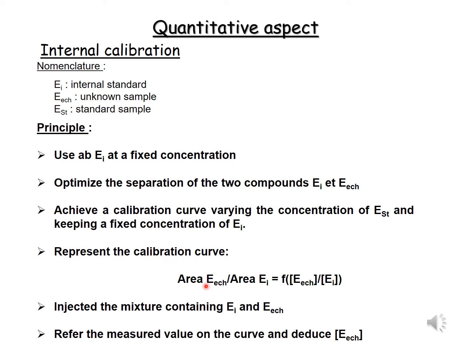And after that, we represent the calibration curve, which is the ratio between the area of the sample and the area of the internal standard as a function of the ratio of the concentration of the sample over the concentration of the internal standard. After that, we perform the calibration curve, and then we inject the mixtures containing the standard, the internal standard, and our unknown sample. We report the measurement value on the curve and deduce the unknown sample.